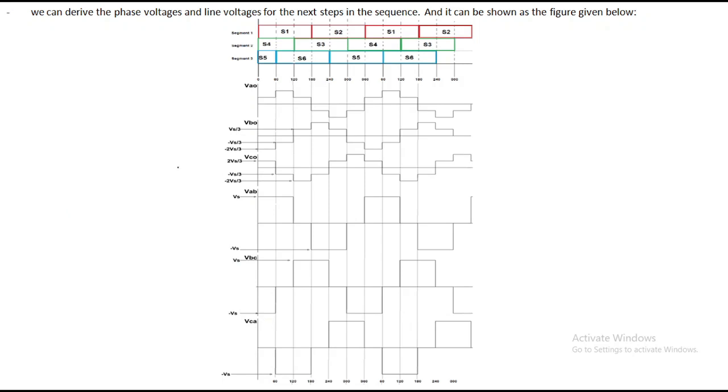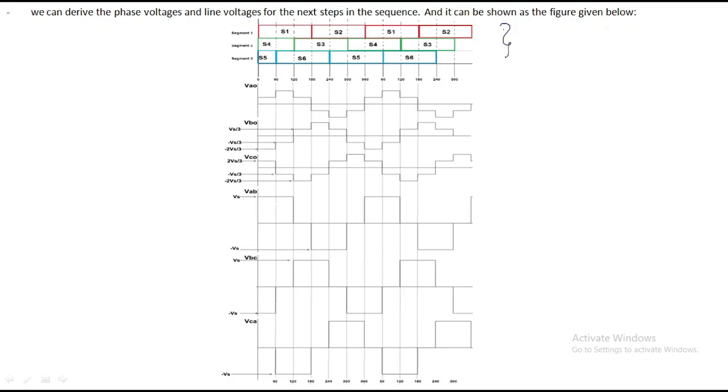Look at here. We can derive the phase voltage and line voltages for the next steps in the sequence, and it can be shown in the figure. First, segment 1: up to 180 degrees S1 will be on. After 180 to 360, S2 will be on, and the sequence will be continued, S1 and S2. For segment 2, S3 will be after S4, and S4 after S3. After S3, S5 will be on. For S5, S6, and S6, S5, segment 1, segment 2.